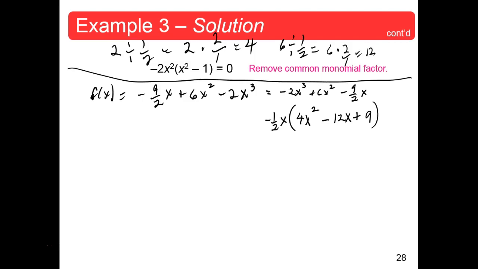Okay. Good deal. Now, what might you need to do? One factor is going to be, oh, you didn't tell me what to do to it. Oh, set it equal to 0. Okay. All right. Now, negative 1 half x, that's a factor. Okay? Don't throw it away, but we're done with it for now. Okay? How about that next one? Can that be factored?